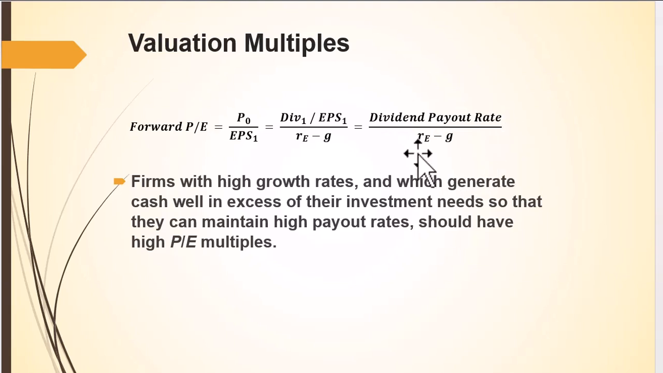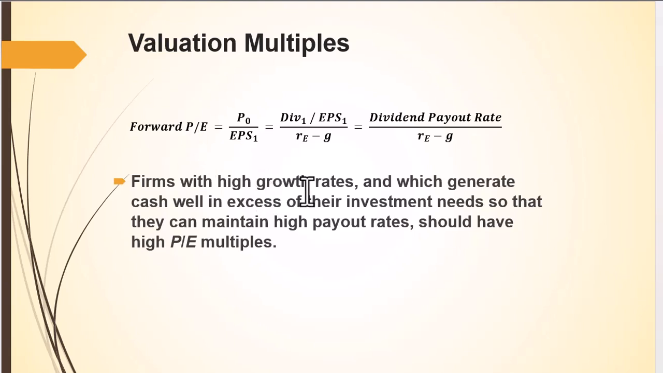Divide that by your cost of equity, or the required return on your stock, and subtract from that the growth rate of dividends. Again, what this will give us is a PE ratio, or the forward PE ratio. If you multiply this by estimated earnings per share, that will give you an estimate of value.